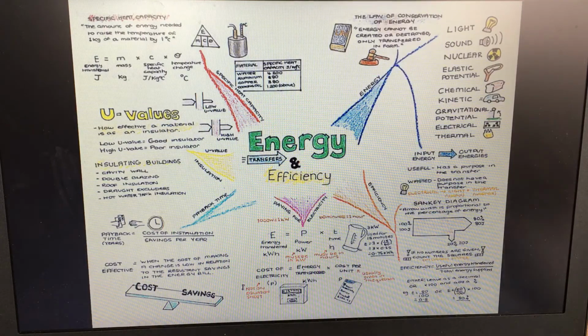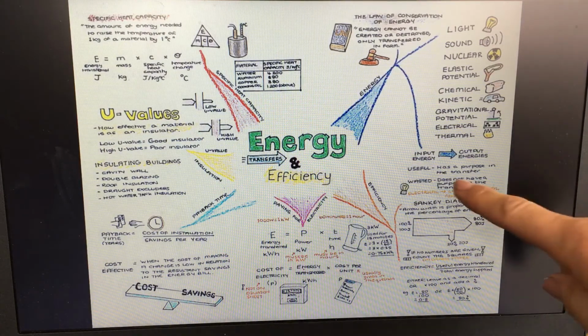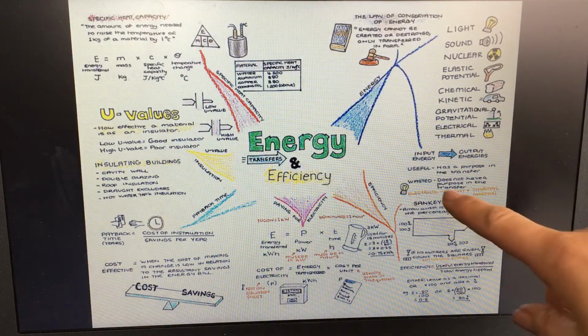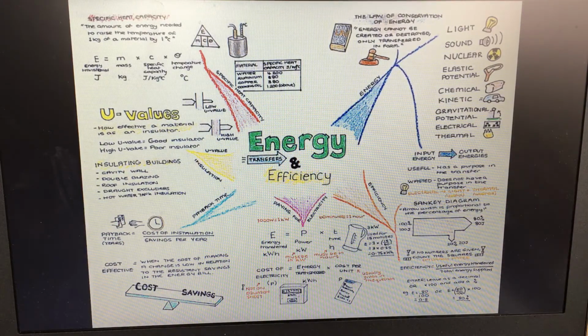Now, when it comes to energy transfers, you always have an input energy, so that's what you start with. Then you'll have an arrow, and you have your output energies. It doesn't just have to be 1, it can be 2, it can be 3, it can be 4. But what you've got to ask yourself is, is it useful? Has that energy got a purpose in the transfer? Or is it wasted? Does it not have a purpose, so you didn't really need it?